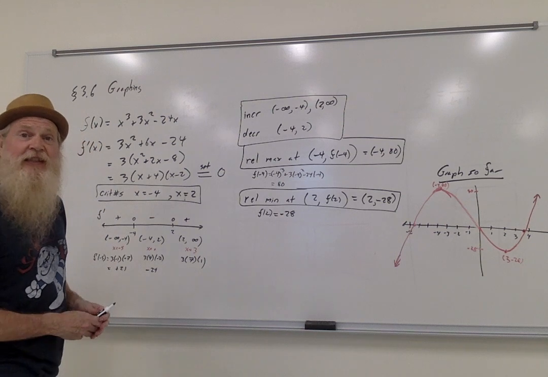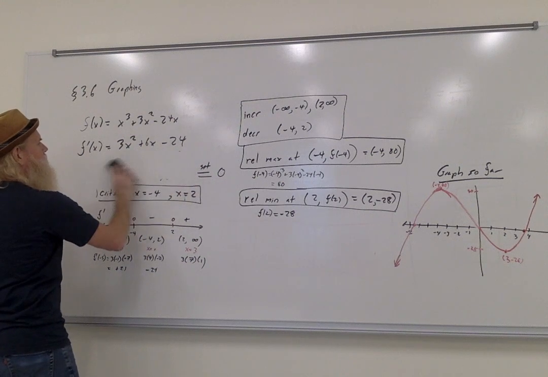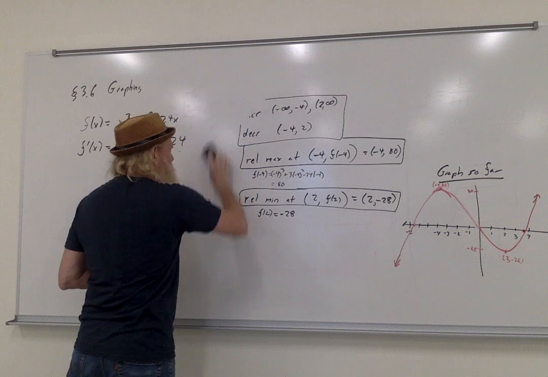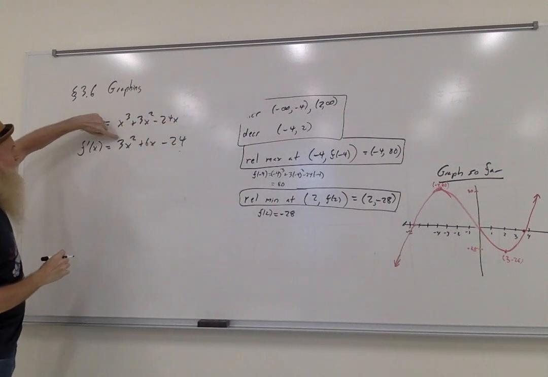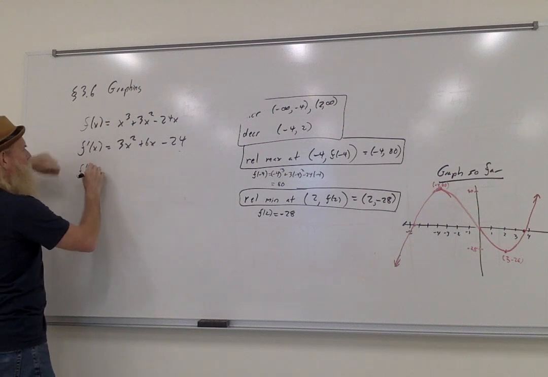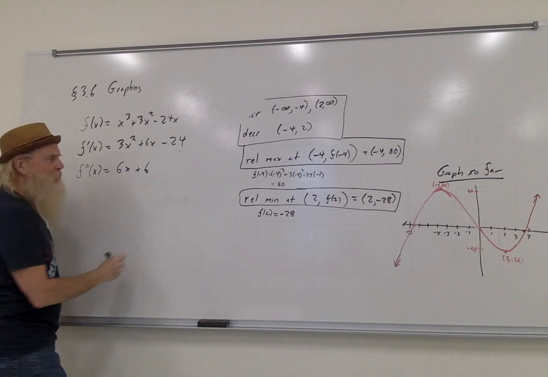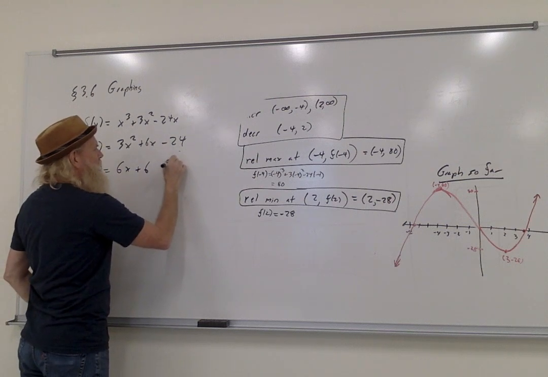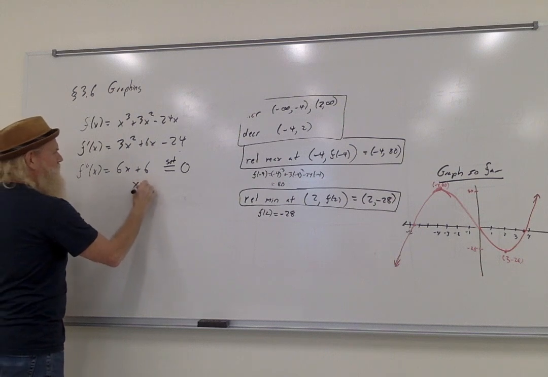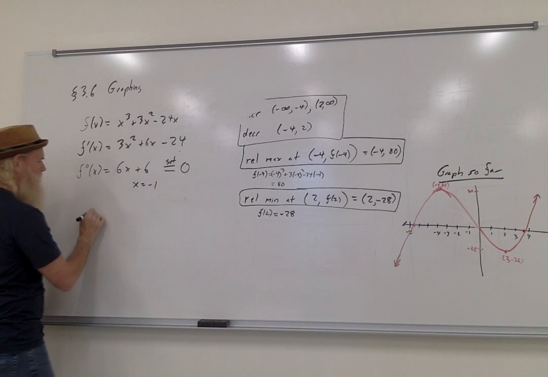Finally, let's look at the second derivative and see what that tells us. The first derivative was 3x squared plus 6x minus 24. Taking another derivative, we get 6x plus 6. And let's set that equal to 0. That, of course, gives us negative 1 as a solution.